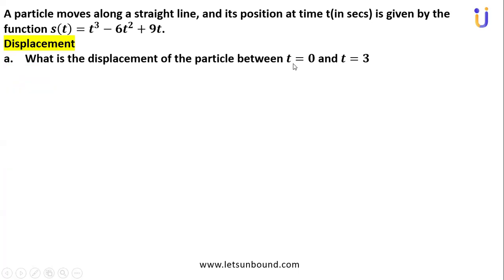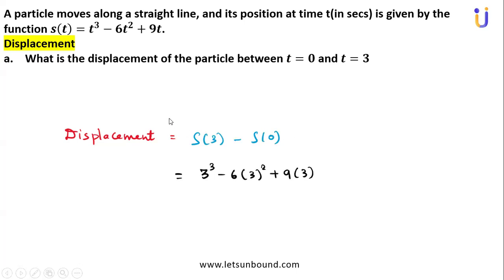First, what is the displacement of the particle between 0 and 3? Displacement is just s of t, right? So displacement is s of 3, the ending point, minus the initial point. s of 3 minus s of 0, just plug in our function. Just simplify those, you got a 0, right?